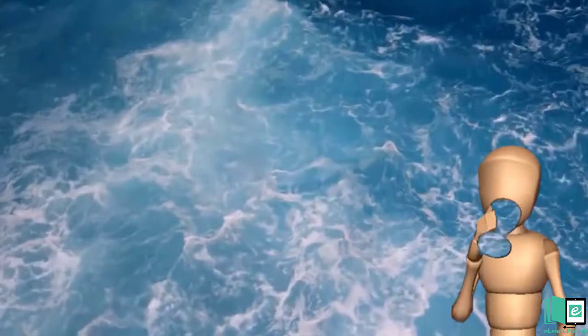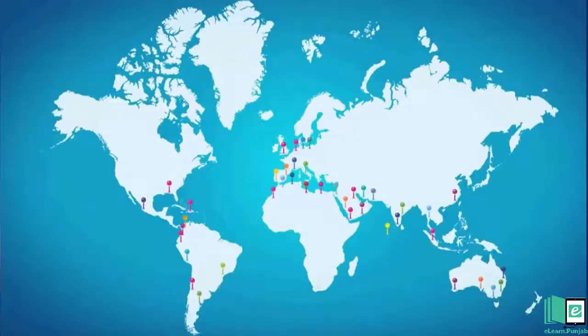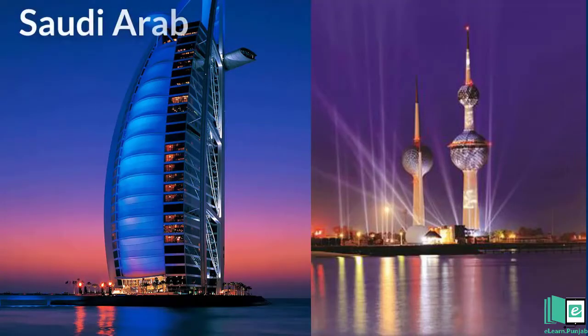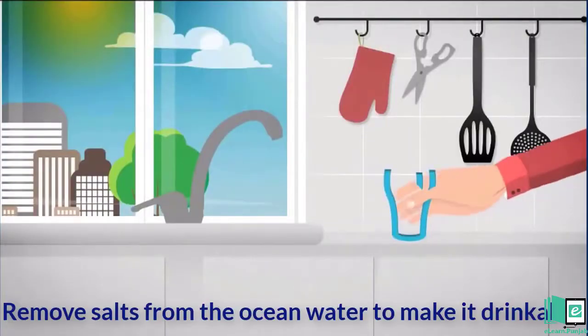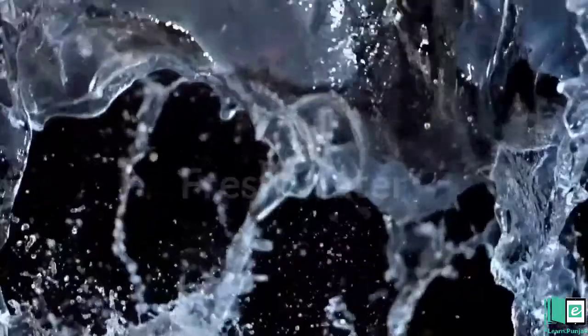Ocean water is unusable for drinking because of salts. Some countries like Saudi Arabia, Kuwait, etc. remove salts from the ocean water to make it drinkable.